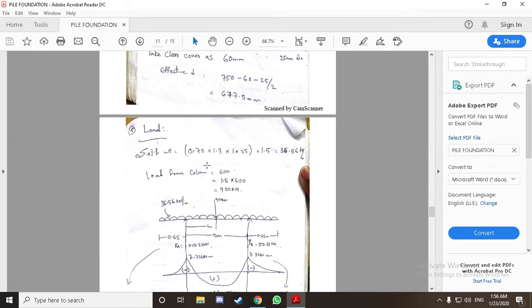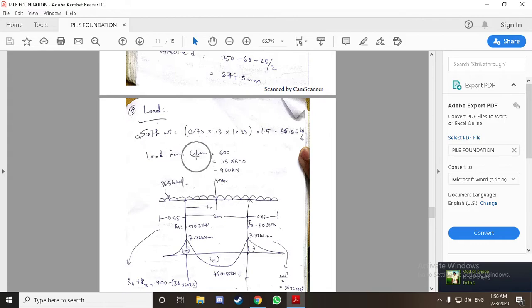Now calculating the loads acting on our pile cap. Firstly, self weight. This is the depth of our pile cap, this is the Y directional length, and then we are considering 1 meter length of pile cap. 25 is the density of our concrete, and 1.5 is the factor of safety. This will give us the factored self weight of our pile cap. And the next is the load from the column, that is 600 kilonewton is acting on our column. We are going to factor it, so that is 900 kilonewton.